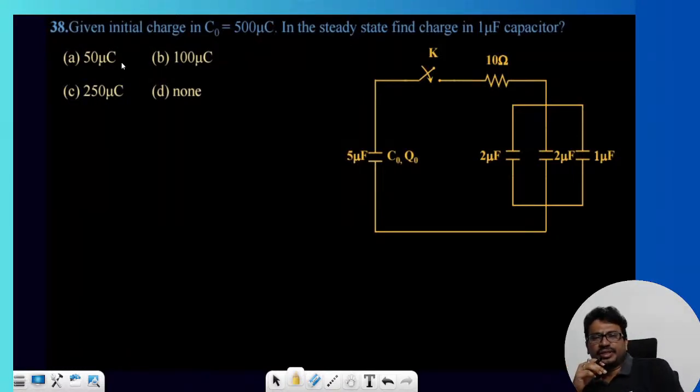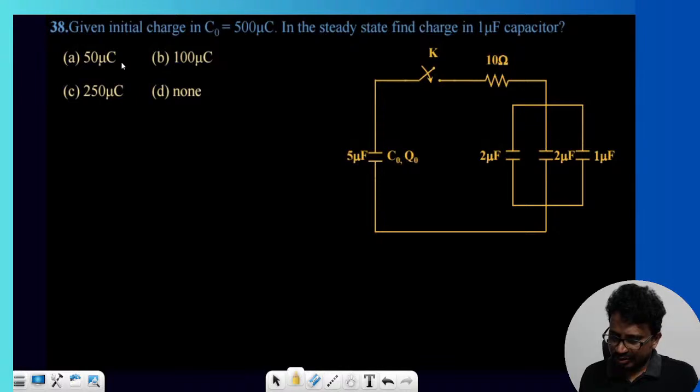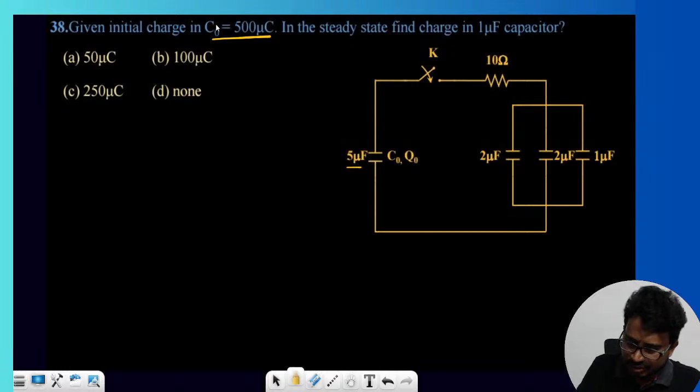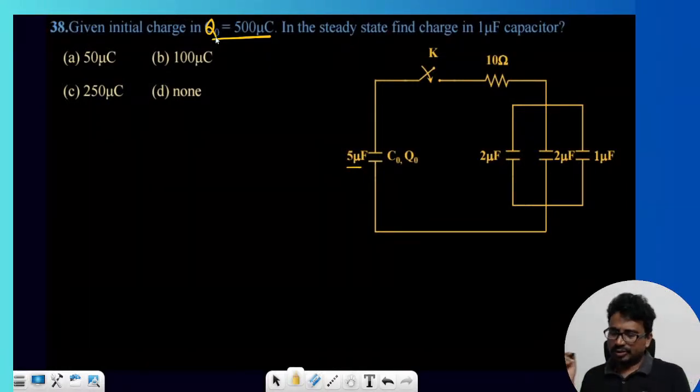Now you see this here. Given initial charge Q0 is 400 microcoulombs. In steady state, find the charge in the 1 microfarad capacitor. So they have given the capacitance value C0, and initially they ask you to find the initial charge. So this is Q0. Q0 is given as 400 microcoulombs, right?